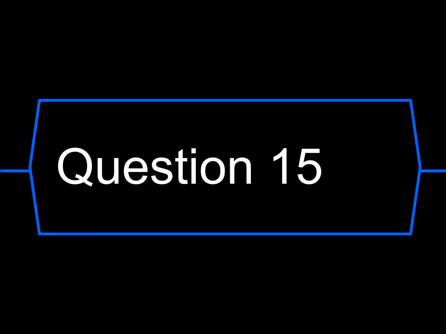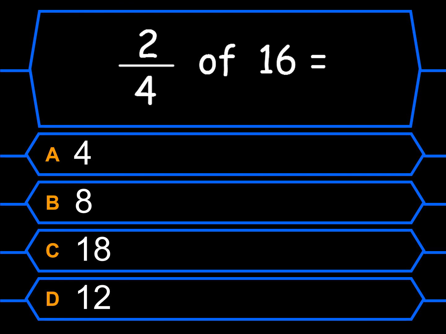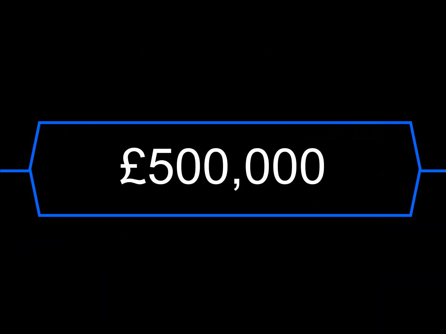And the final question, question 15. 2/4 of 16, does it equal A, 4, B, 8, C, 18, or D, 12? Remembering what we've just done, you need to find 1/4 of 16 first. Off you go. The answer is B, 8. And well done, that is your final question.